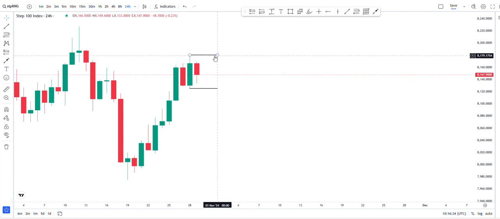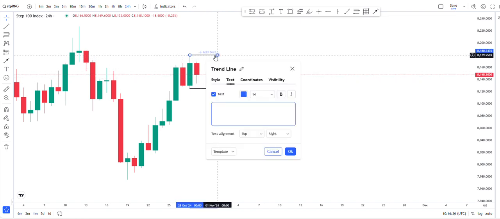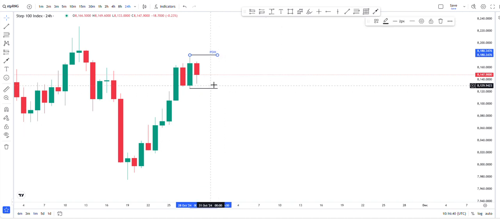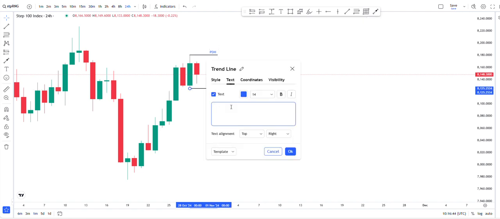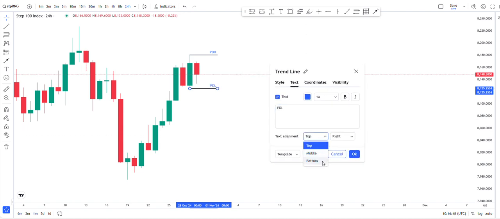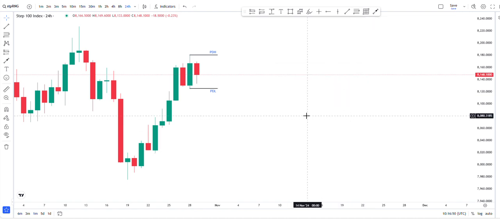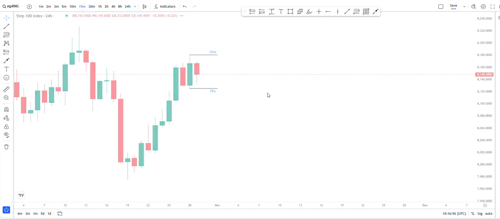So as we can see, we want to label this one as a PDH, previous day high, and label this as a PDL, previous day low, and put it at the bottom. So we are going to switch to our 15 minutes time frame and wait. All right, so we go to the 15-minute time frame.